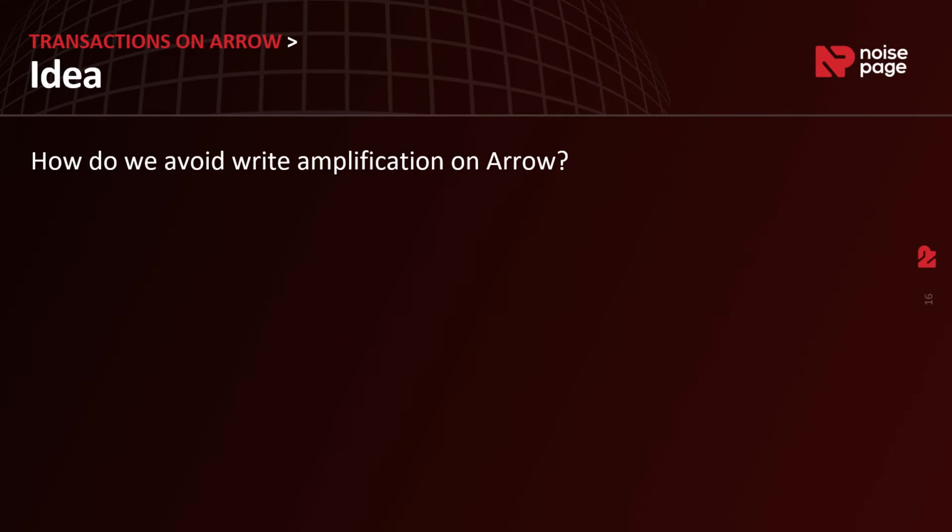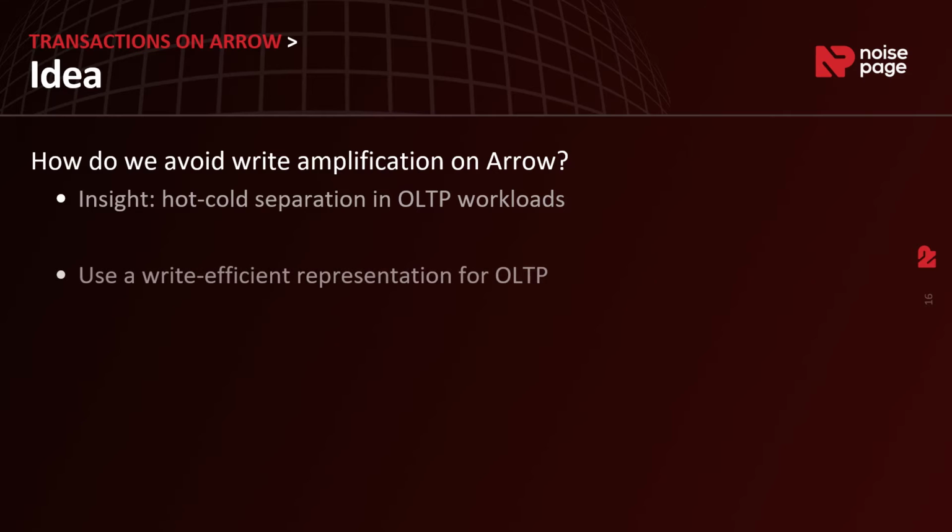By now we can see that the key challenge to running transactions on an analytical format like Arrow is write amplification, and any solution will need to somehow alleviate this cost. Our solution relies on a key assumption in OLTP workloads, that most of the writes happen to a small hot portion of the database, and the hot data cools down to become more read-heavy over time. This allows us to keep Arrow data in a write-efficient representation when it is hot. As the data cools down, we can transform it into the read-optimized Arrow format.